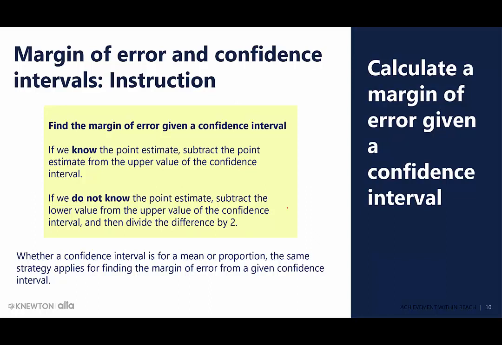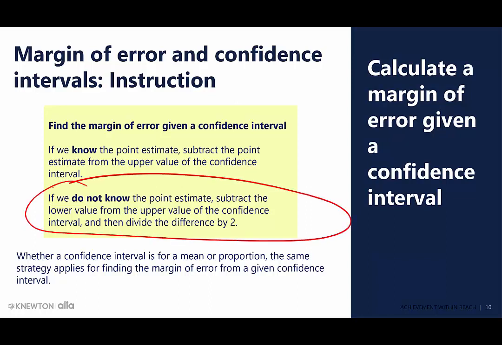And maybe we'll do that in another example. But really, the easiest way to get your margin of error, if you don't know your point estimate, is just do this. Just simply take your upper bound minus your lower bound and divide that by 2.